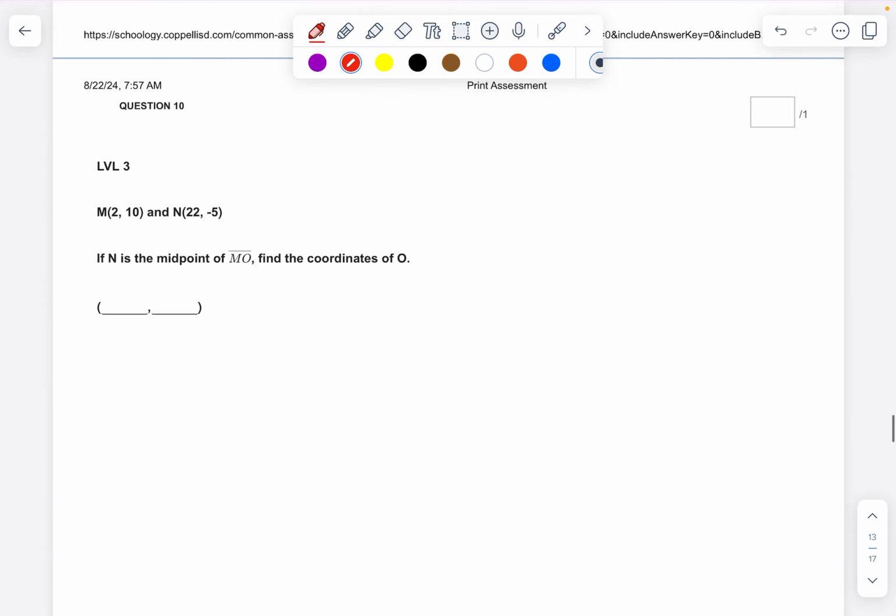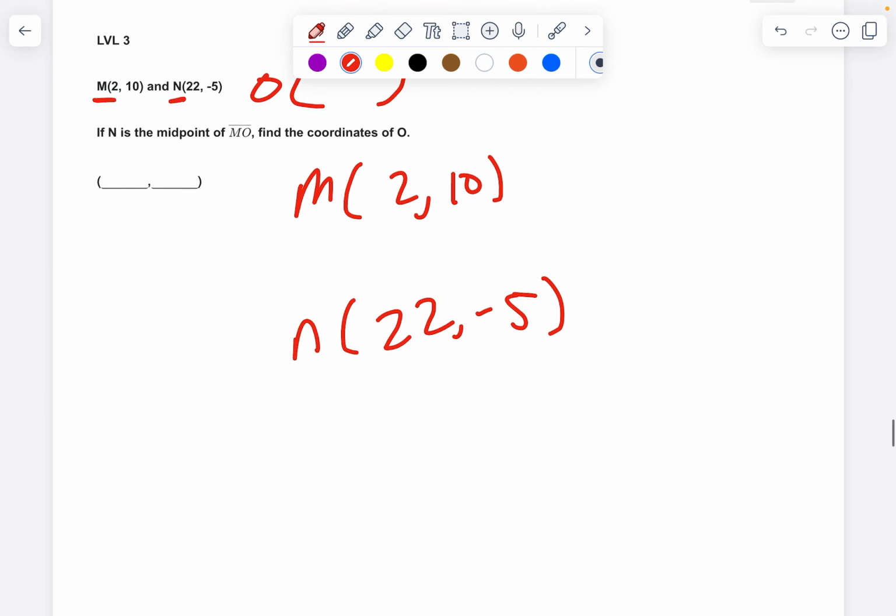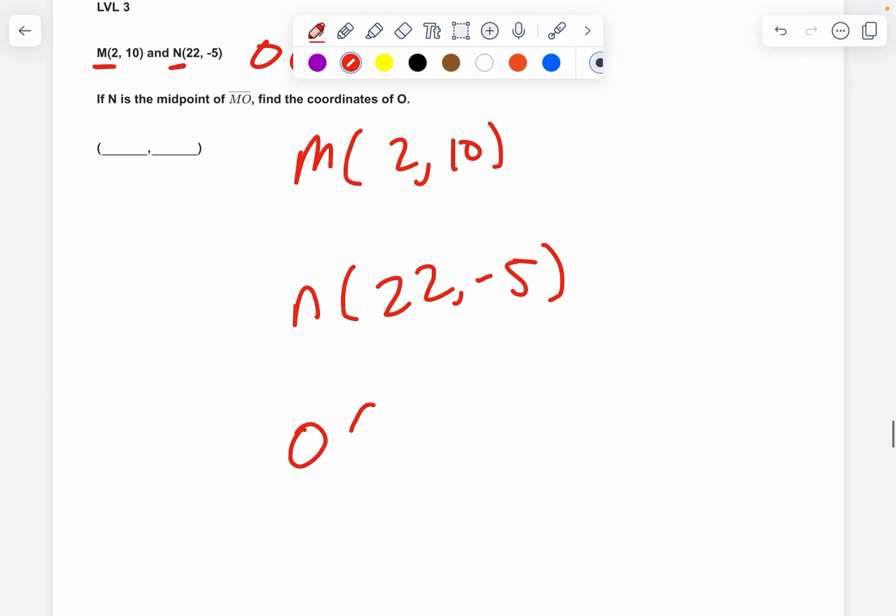Question number 10, I got 2 points. If N is the midpoint of MO, so here's M, here's N, and we're looking for O, find the coordinates of O. Well, we did this one earlier, same exact thing. So we have 2, 10, that's point M. We have 22, -5, that's N, and we're looking for the other side O.